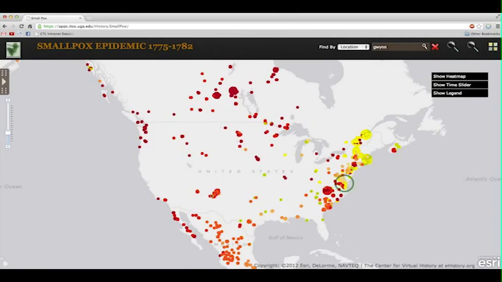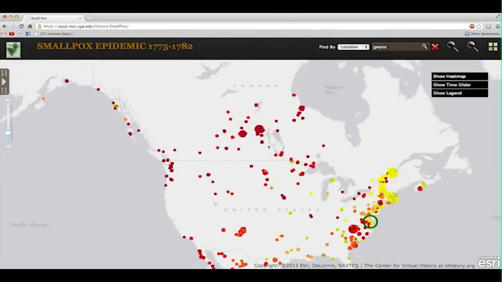So again, we don't have literate peoples living there in the 1770s. We don't really know what happened there, but it is highly likely that the virus was carried up by these indigenous traders and then by other traders up to central Saskatchewan.